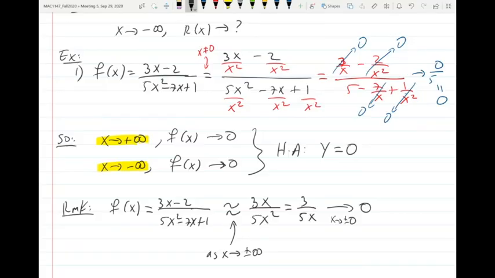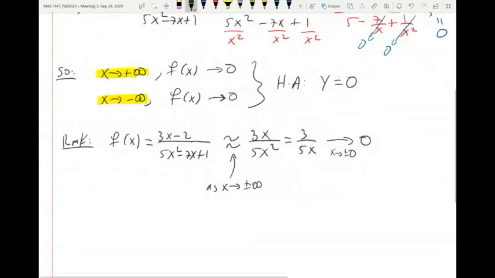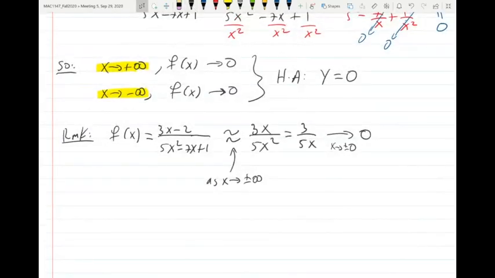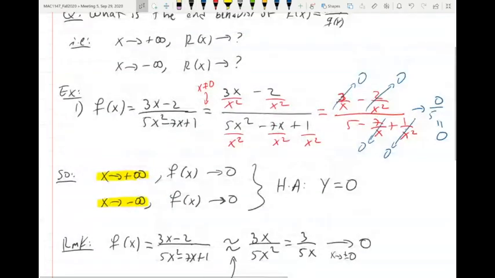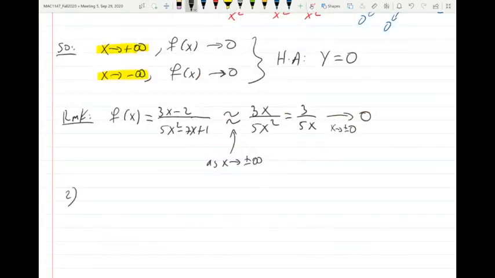Did you guys understand this? Some people talk about this as the garbage rule because the lower degree term is like garbage, so you just ignore it. What matters is the ratio of the leading terms. Are you okay with this? All right. So let's see. We can use this to do another example a little bit faster.